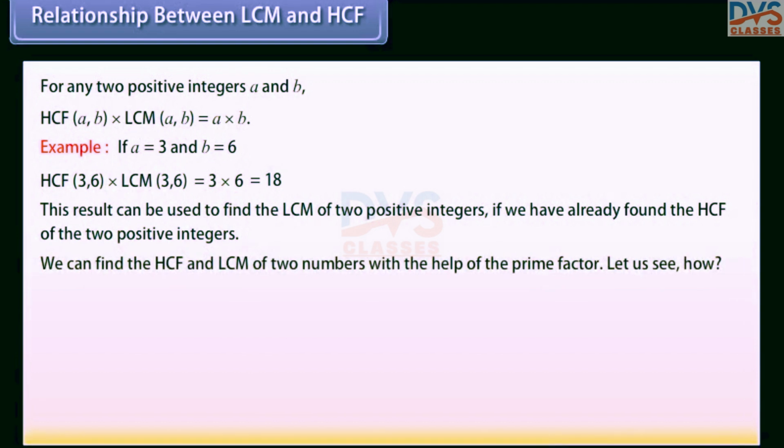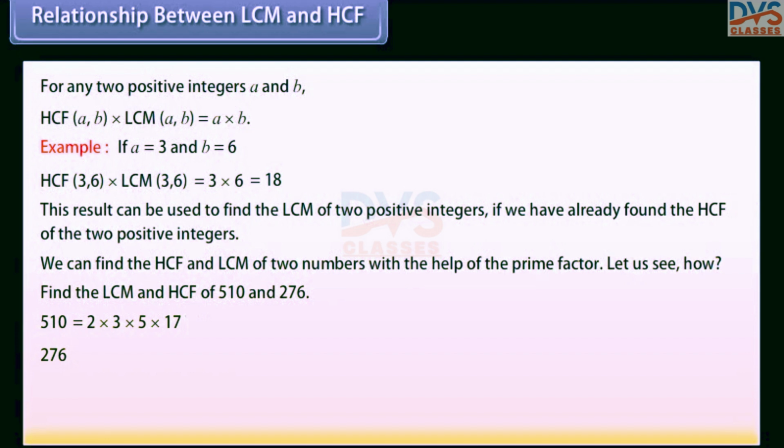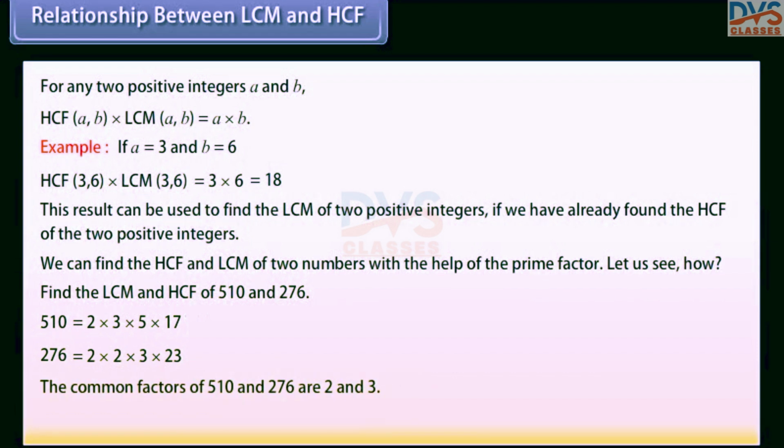We can find the HCF and LCM of two numbers with the help of prime factors. Let us see how. Find the LCM and HCF of 510 and 276. 510 = 2 × 3 × 5 × 17. 276 = 2 × 2 × 3 × 23. The common factors of 510 and 276 are 2 and 3. Thus, the HCF = 2 × 3.